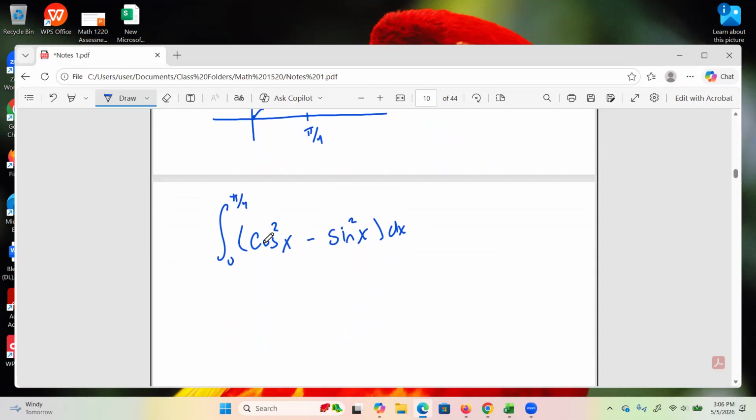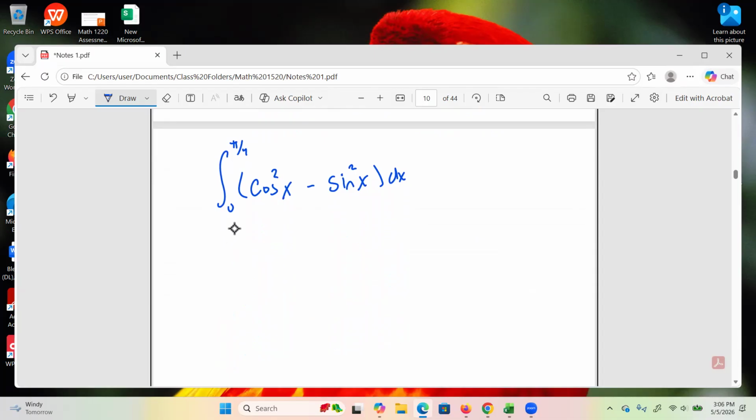So we have to go back and remember, this reminds me of cosine squared minus sine squared. I remember that being cosine of 2x. So there's a trig identity for this piece: the integral from 0 to pi over 4 of cosine of 2x dx. Now this one I can integrate.